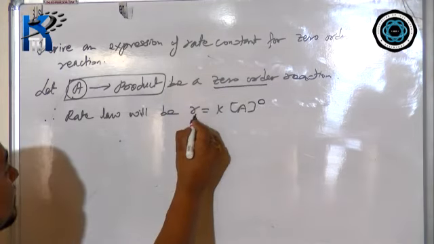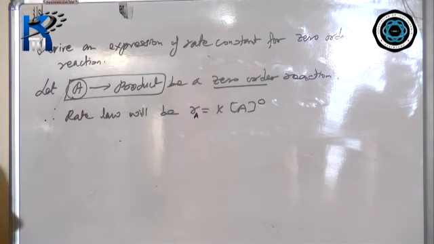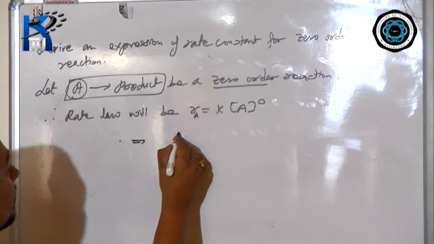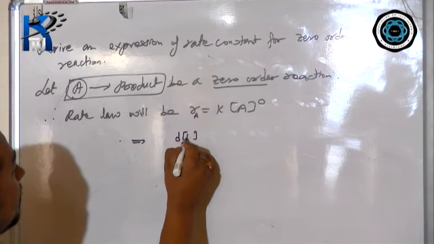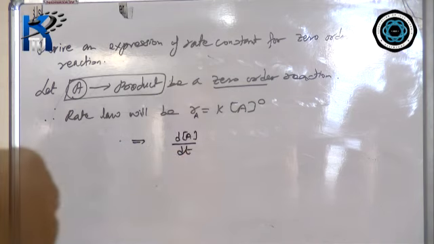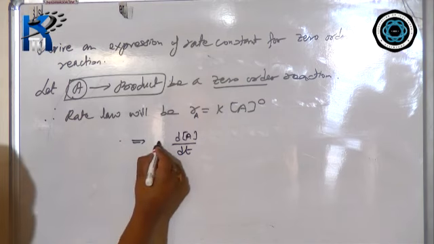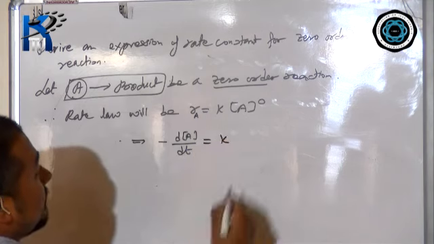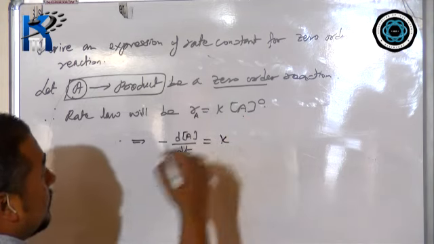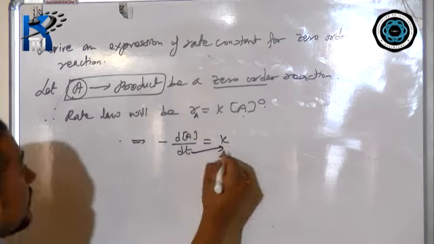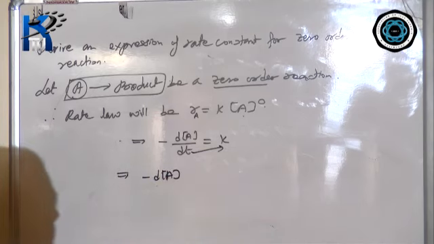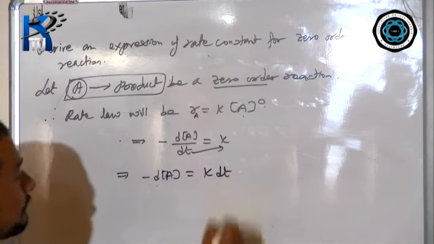And actually this R is the rate of disappearance of A, because reactant will disappear. And as I said you, the formula is change in concentration of A by change in time. And reactant concentration always decreases as time passes, so sign will be negative. And this side should be K, because anything to the power 0 is 1, no need to write. Now just take this one this side. So when you do so, you get is minus d concentration of A is equals to K dt.